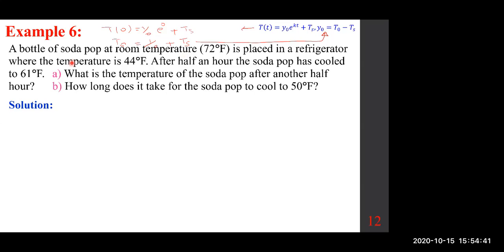A bottle of soda pop at room temperature, wherever you place it, that's your surrounding. It is placed in the fridge. So that's T sub s. This is the surrounding now, class. Okay. So what is 72 degrees? This is T of 0 or T sub 0. Initially, it's at 72 degrees.